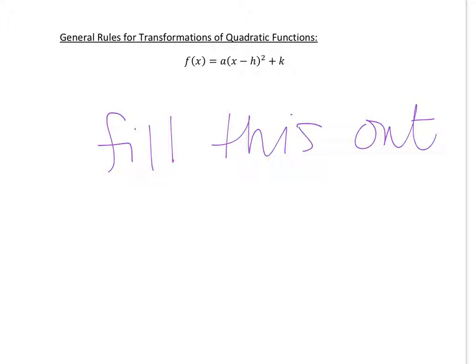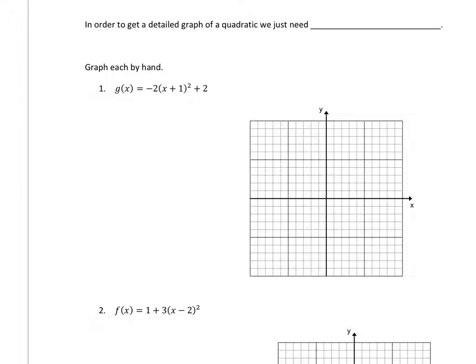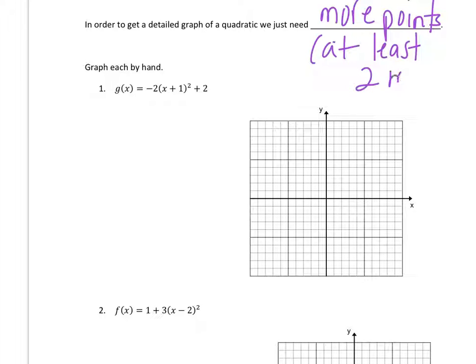So this is the next page in your packet. And we're going to go through two examples of how to do a detailed graph rather than just a sketch. Where we left off last class was sketching. Last class we said in order to get a detailed graph of a quadratic, we just need more points. Okay, and we said we need at least 2 more points. And 2 is good as long as we get 2 good points that are on opposite sides of the vertex.